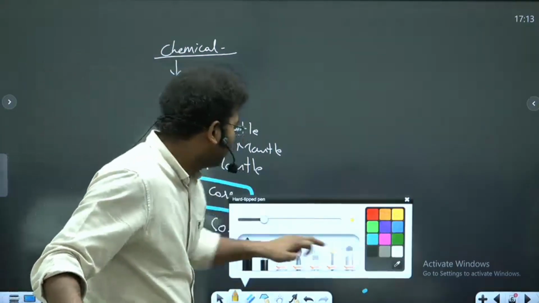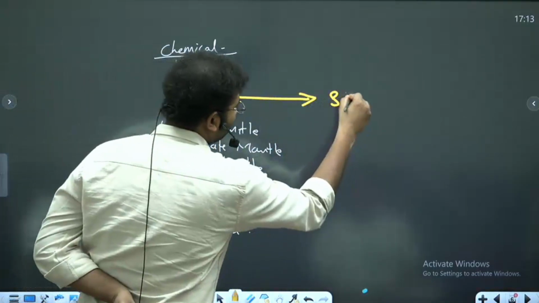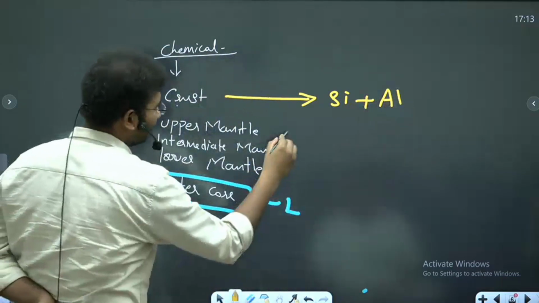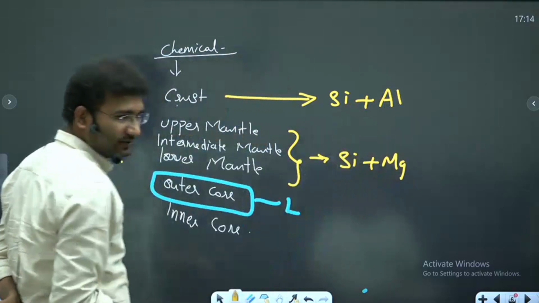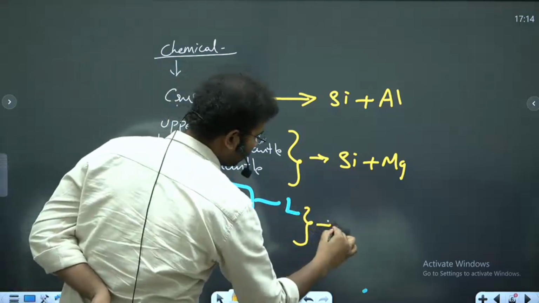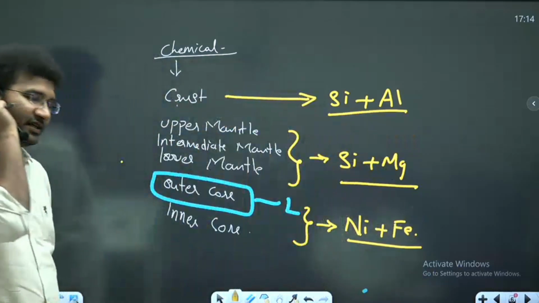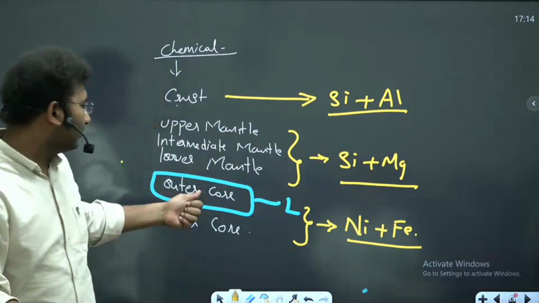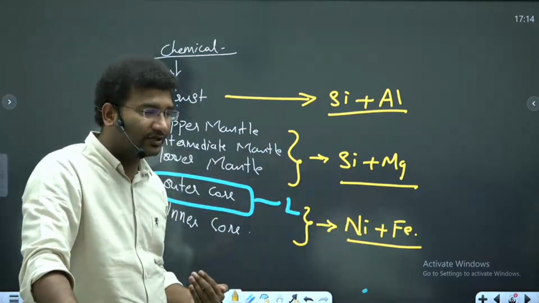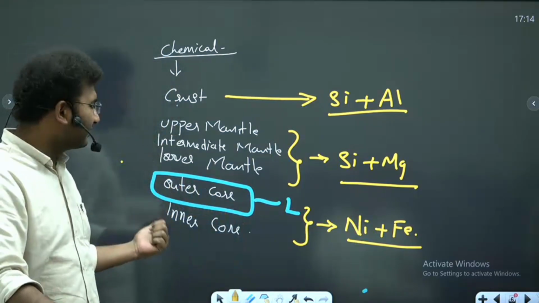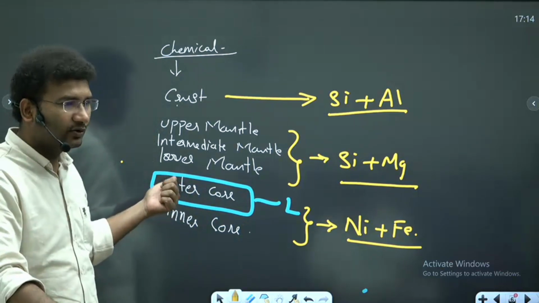Now you tell me the Sial, Sima and Nife compositions. So your crust is made up of silica plus aluminium. Your mantle is made up of silica plus magnesium, that is called Sima. And core is made up of nickel plus ferrous. Clear? Now these are 3 aspects that you got to learn. And I told you why is the outer core liquid? It is because the nickel and ferrous present at this depth is a little impure as compared to the inner core, and the pressure that it is experiencing, that is the reason why you have the outer core as liquid.